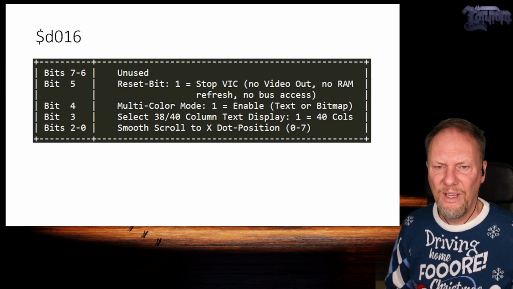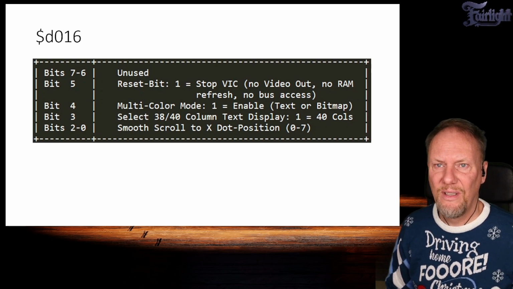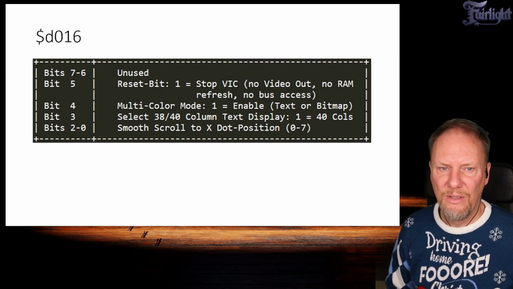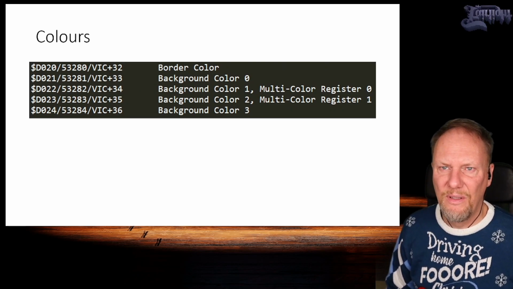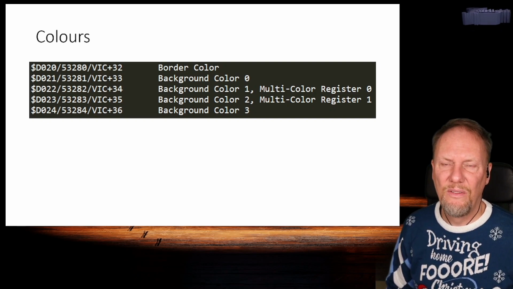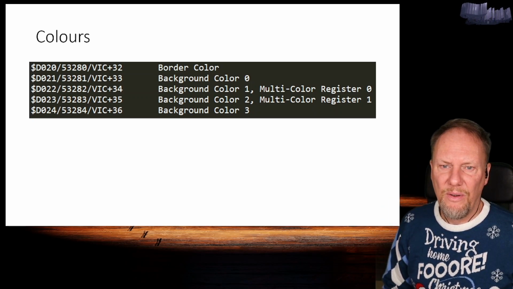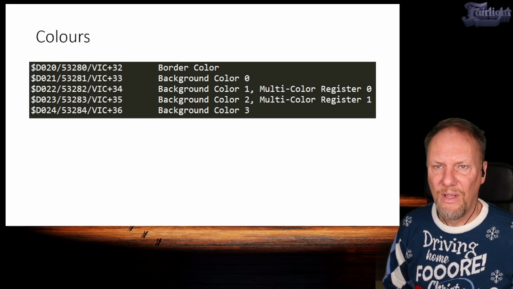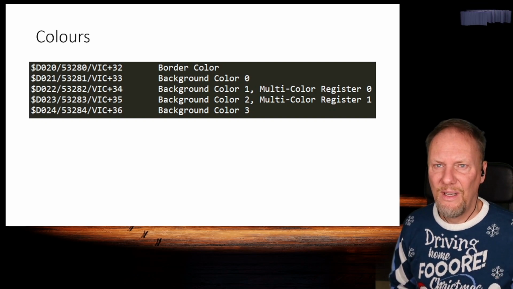Bit 5, to be honest, I don't really know what that is doing. Stop VIC, no video output, no RAM refresh, no bus access. Yeah, I don't think I've used that, and it's possible that one is important for a number of VIC effects. I just don't know it. Okay, colors, you've already seen them referenced in the previous slides, but D020 is the border color, the border around. D021 is the background color, and then 22, 23, and 24 are used in different contexts depending on the mode you're using, and we've already seen that done. So yeah, just a list of them.